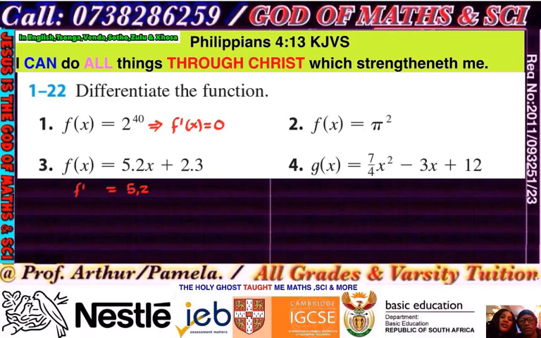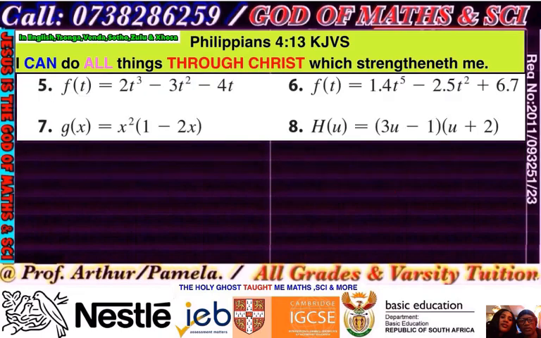All right. This one, we're just taking a stroll in the park. Pi is a number. It's a constant. So if we do f prime of x from here, the answer should be 0. And then the number 4, if we do g prime of x, we should get 7/2 x minus 3. Can you see that? Yeah, this is grade 12 stuff.